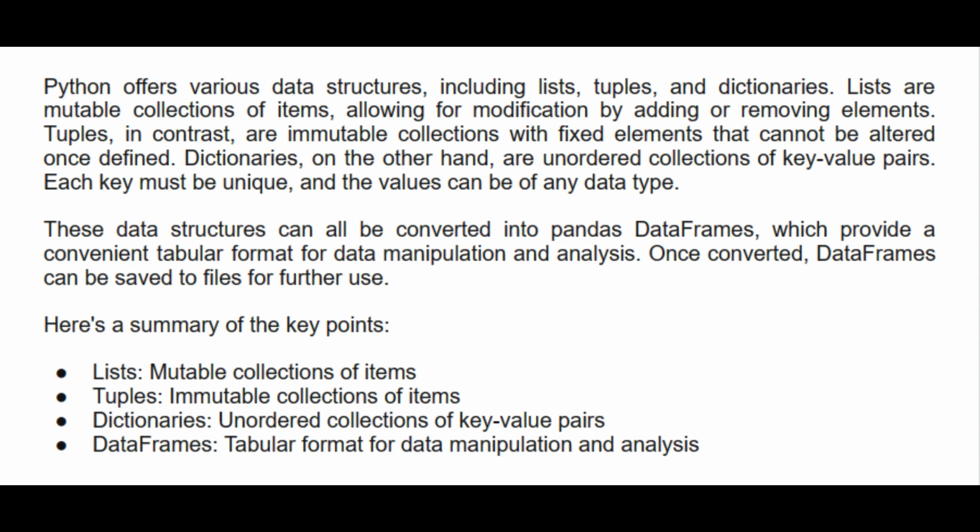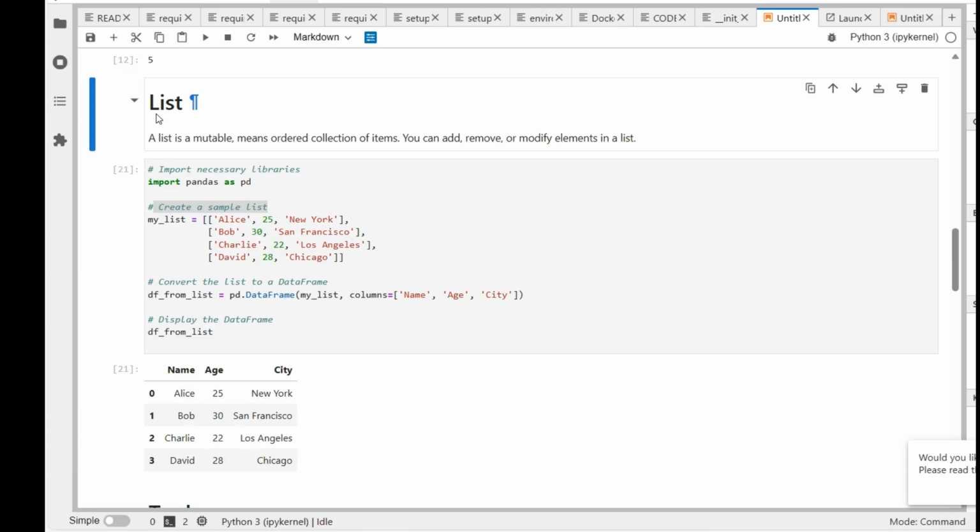Here's a summary of the key points. Lists: mutable collections of items. Tuples: immutable collections of items. Dictionaries: unordered collections of key-value pairs. Dataframes: tabular format for data manipulation and analysis. Here's an example using Jupyter Notebook.